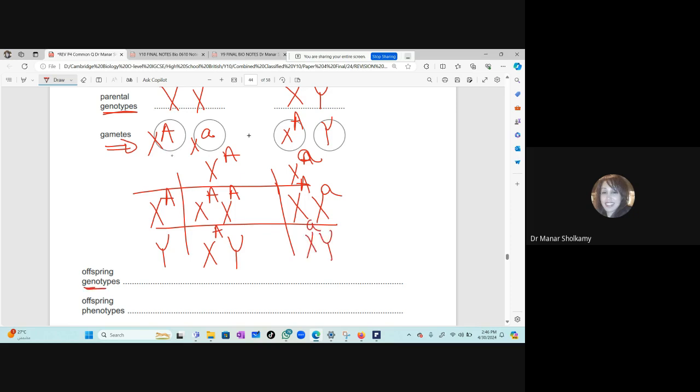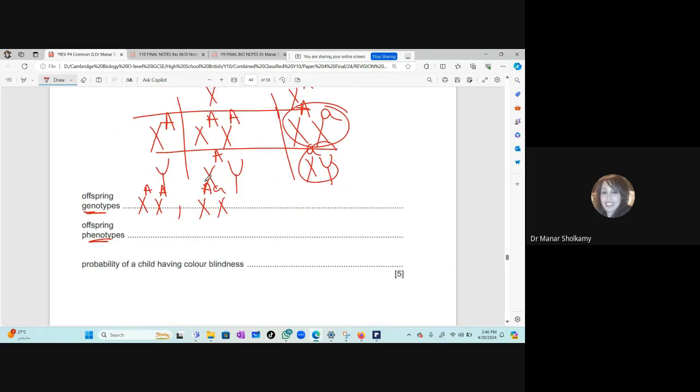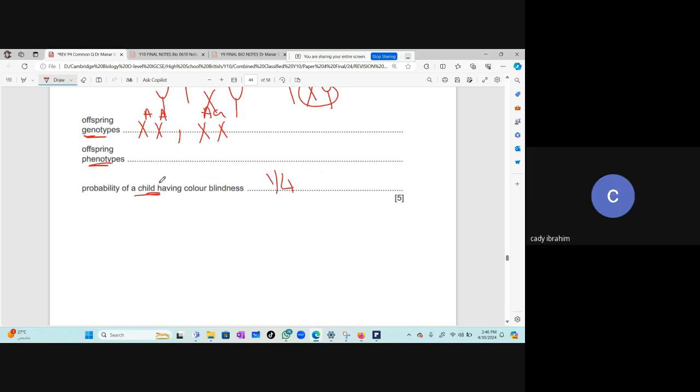So you will write the genotypes. Genotypes means you will write this like this. Okay? You will write the genotype. Phenotype, you will mention if they are sick or not. How many are sick? The probability of it, 1 out of 4. And it's a male. 25%.